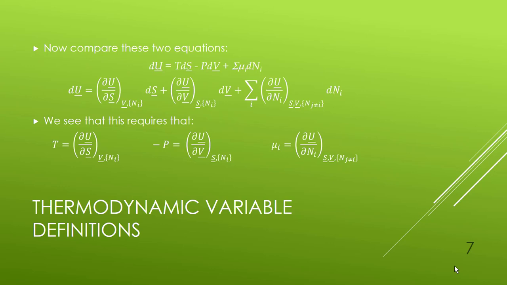So if you compare these two equations, what you see is that T must be how U changes with S, holding V constant and the number of moles constant. And dU/dV at constant S and N sub i is going to be negative P. And chemical potential is dU/dN holding S and V constant. So these define our thermodynamic variables in terms of each other and process path variables.